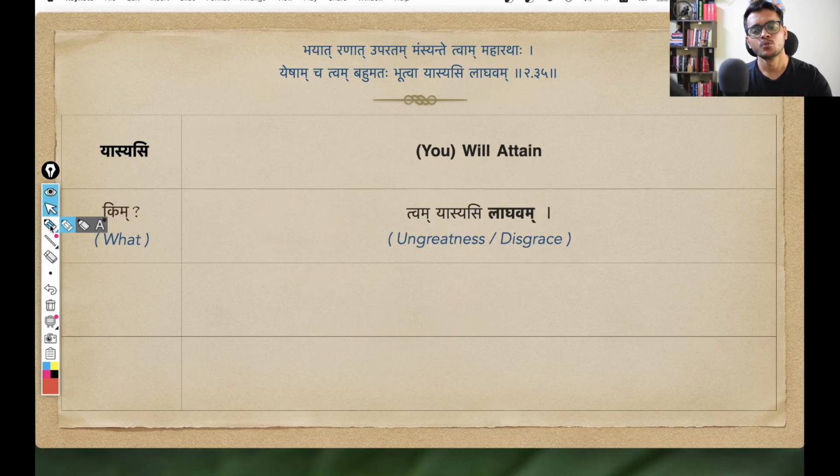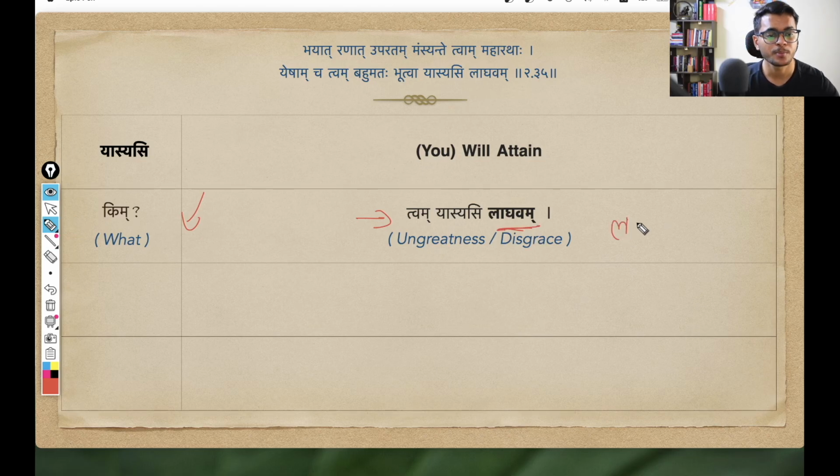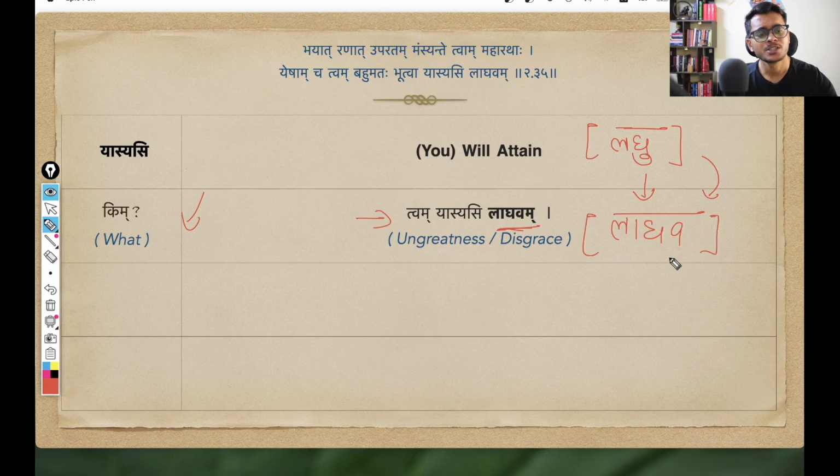So immediately, if we move on, the question will be: Kim yasyasi, what will you obtain? And Krishna is saying, Tvam yasyasi laghavam. Laghavam is coming from the Pratipadika laghava. Before understanding this pada laghava, we have the more common pada laghu. Laghu is another Pratipadika that means small, short. And from this Pratipadika, we get another Pratipadika, which is laghava.